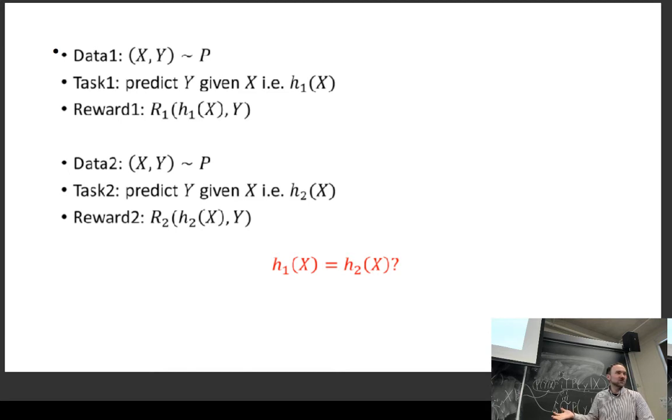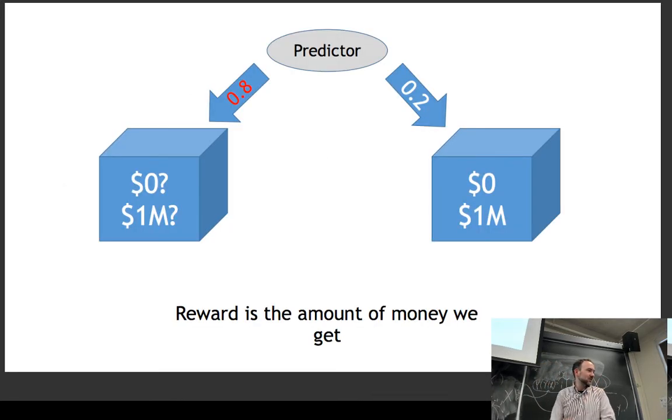So I think the answer is probably relatively clear here. Who thinks they're equal? Or who thinks they're not? So the answer is not. If we have a different reward, our policy is different. And you can think of a very simple example.